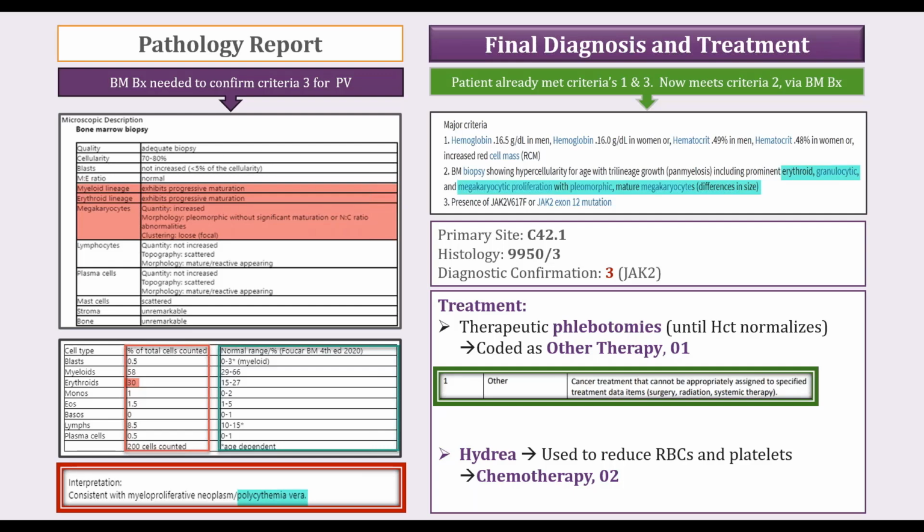polycythemia vera. Primary site is always C42.1. Histology is 9950/3. And the confirmation is 3 due to JAK2 mutation. So that's important too. Make sure that you are capturing your confirmation as 3 when you have positive genetics as well. This patient went on to have phlebotomies until his crit normalized, and again, coded under other therapy, code 1. And then he also had hydrea to reduce the red blood cells and the platelets, which is coded as chemotherapy, code 02.